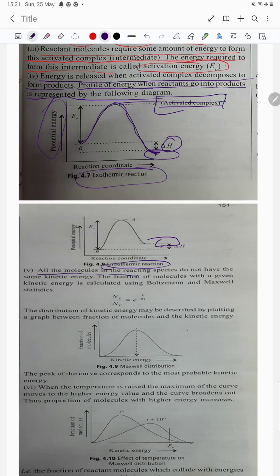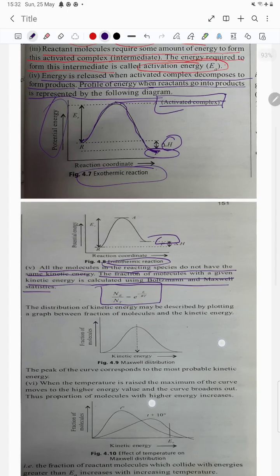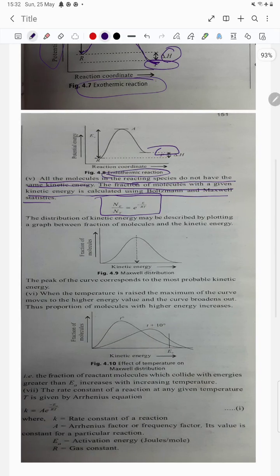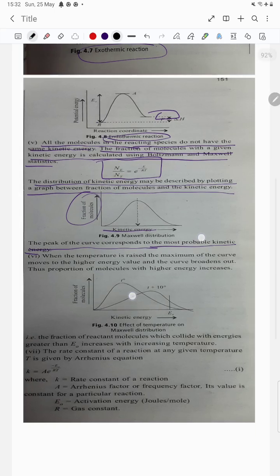All the molecules in the reacting species do not have the same kinetic energy. The fraction of molecules which have a given kinetic energy is calculated using Boltzmann and Maxwell statistics as Ne by Nt equals e to the power minus Ea upon RT. The distribution of kinetic energy may be described by plotting a graph between the fraction of molecules and the kinetic energy. The peak of the curve corresponds to the most probable kinetic energy of the molecules.